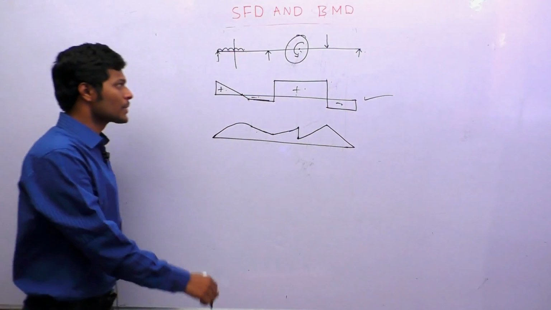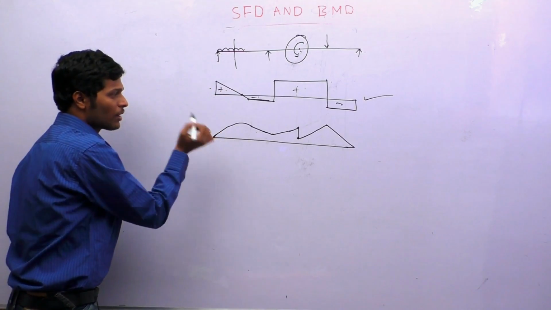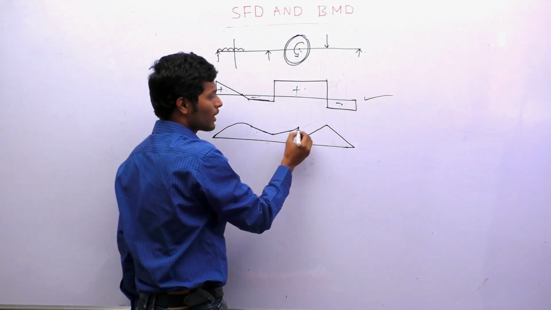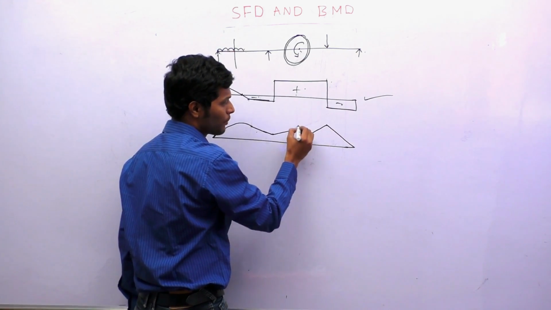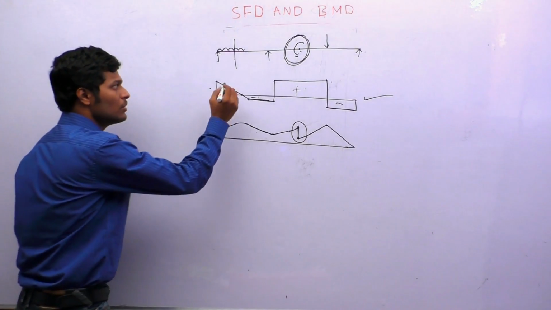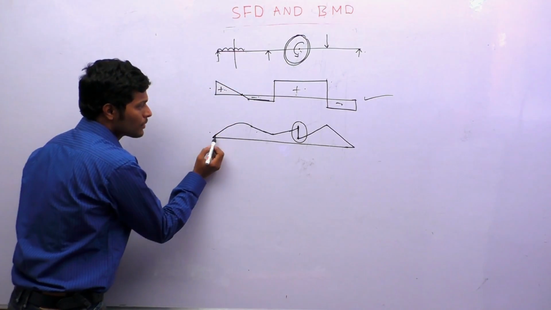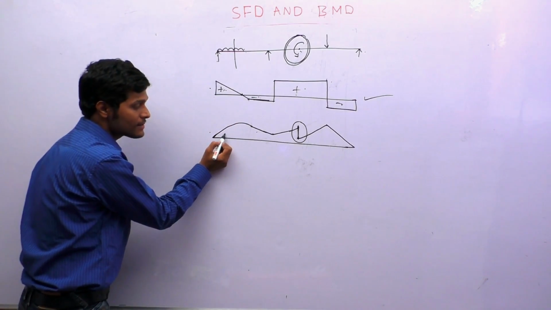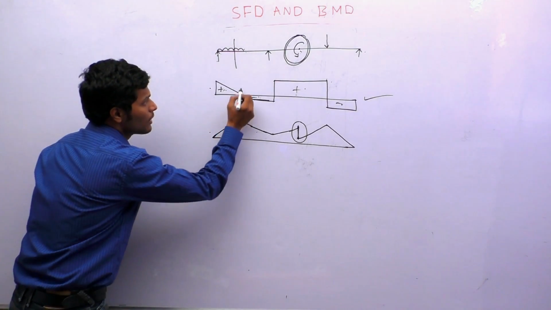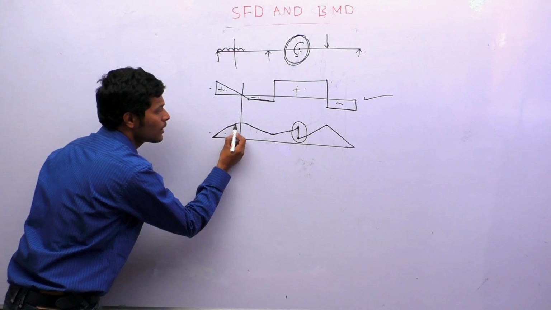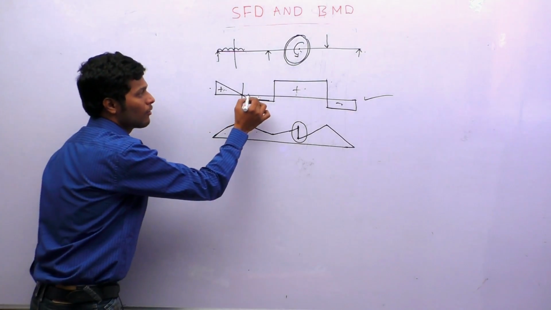That's all. So from this, how to draw the bending moment diagram. Remember that wherever there is a concentrated load, you will get a vertical line at that point in the bending moment diagram. Okay. So this is a positive triangle, so you will get a rising parabola till this point.